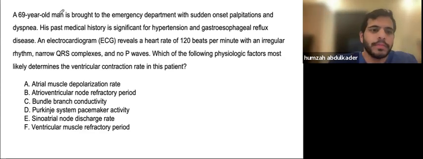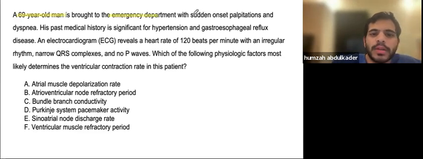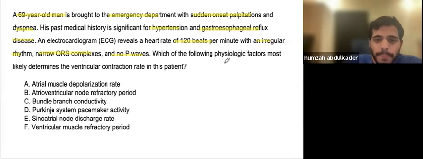I'm just going to go through this one. A 69-year-old man came to the emergency department with sudden onset palpitations and dyspnea. Okay, past medical history is significant for hypertension and GERD. His ECG reveals a heart rate of 120 with an irregular rhythm, narrow QRS complex, and no P waves, which we already said was AFib. Okay, we went over this. Now it's asking, which of the following physiological factors determines the ventricular contraction rate in this patient?